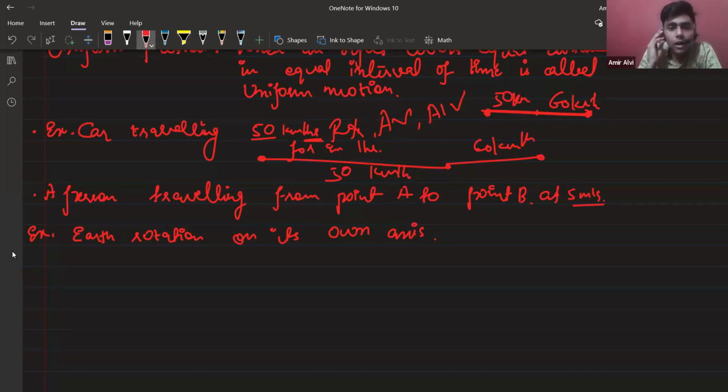I didn't understand what you wrote there. I'm sorry. Earth's rotation on its own axis. Basically, Earth rotates on its own axis. Day and night are because of the rotation of the Earth, and because of the revolution, our seasons change. So Alvina, RS, and Rima, let me know: is this a uniform motion example? Yes or no? Yes, it is uniform motion.